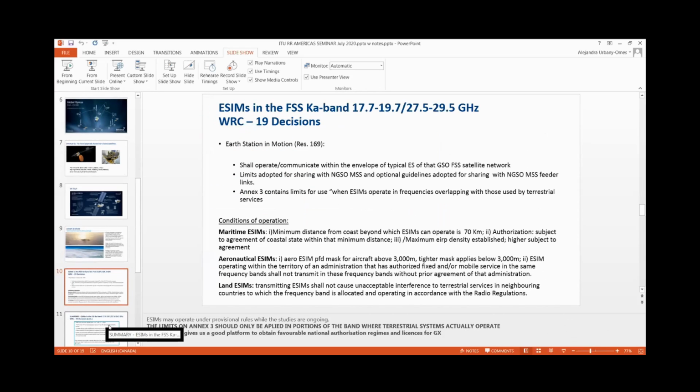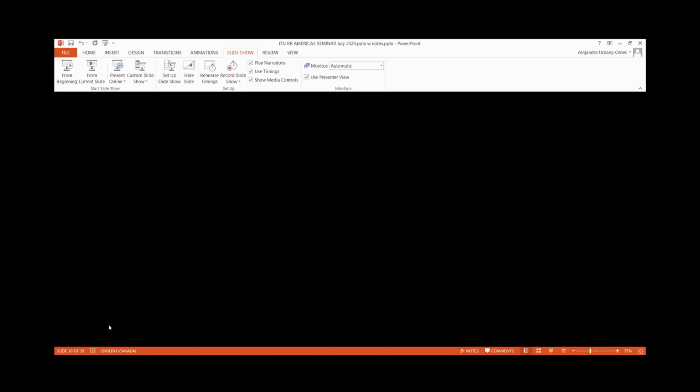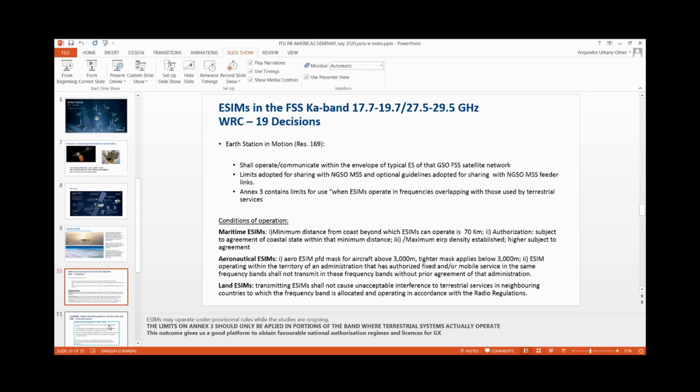Going now to what we were talking about, how WRC-19 impacts the spectrum, and how the satellite industry in general has developed, with the technology getting better and better. In WRC-19 there was a decision regarding the use of SIMs, as we know, stations in motion, in the bands 17.7-19.7 and 27.5-29.5 gigahertz. And the Earth stations, according to Resolution 169, is kind of an expansion from WRC-15. In WRC-15, we were talking about 19.7-20.2 and 29.5-30.